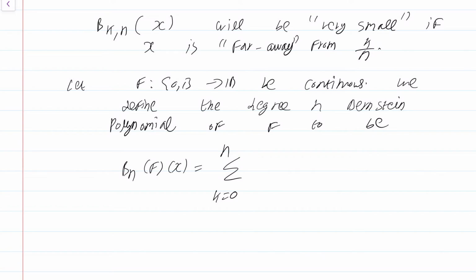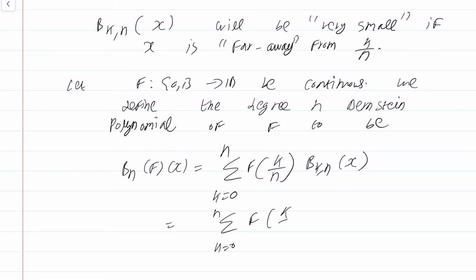So essentially you're going to sum up over all the Bernstein polynomials of degree n. You sample the values of f at k by n and multiply it by b k n of x. Which is nothing but summation k equal to 0 to n f of k by n, and expanding out b k n of x, you get n choose k x to the k, 1 minus x to the n minus k. These polynomials B n f are the Bernstein polynomials of degree n.